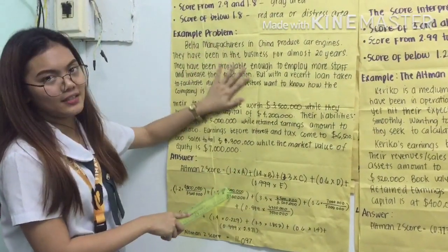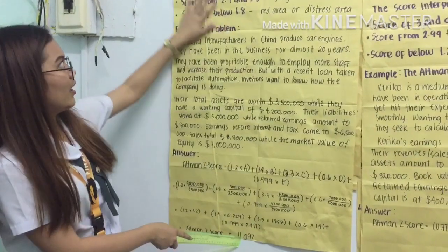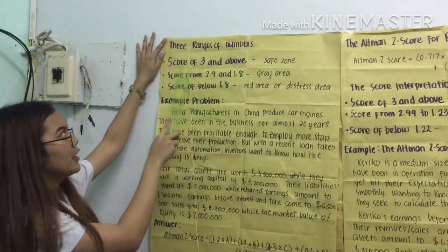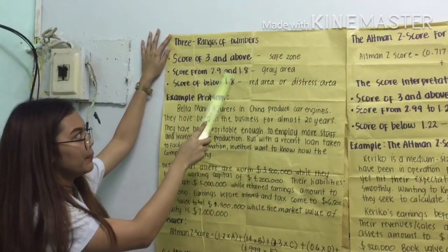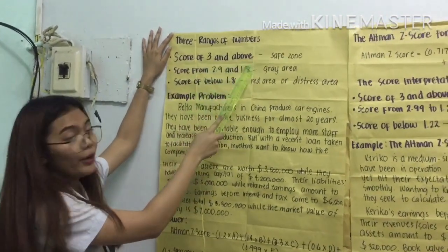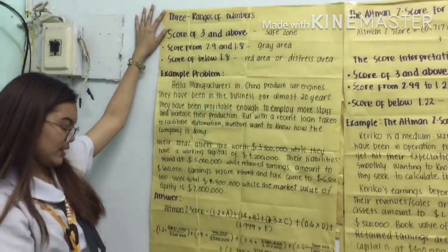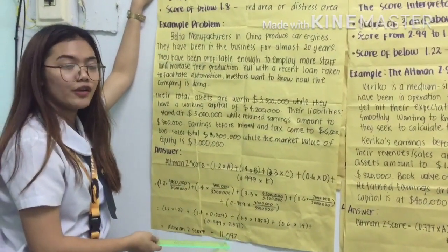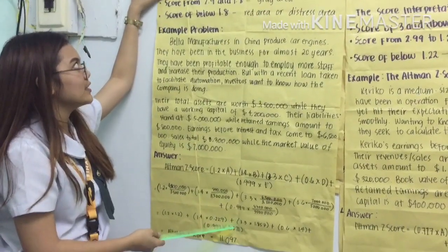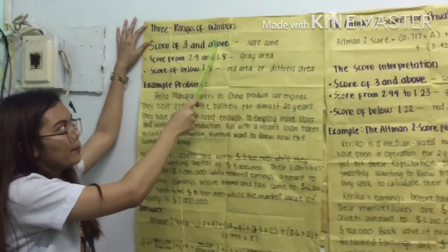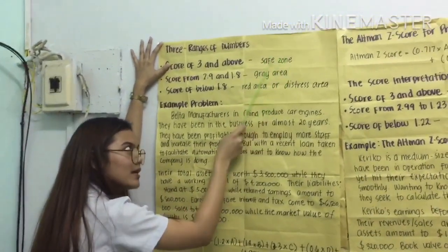In interpreting this answer, there are three ranges of numbers: the score of 3 and above, the score from 1.8 to 2.8, and the score of below 1.8. So as you can see, it is 11.097. So it is included here in the score of 3 and above, and this will become a safe zone.